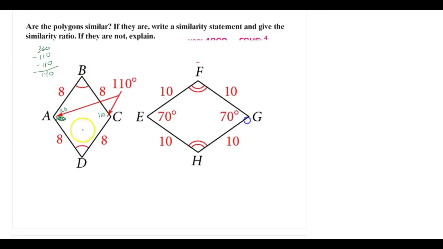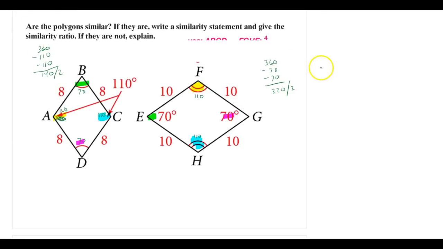So right away, I know B and D are congruent. If I take that and divide it by 2, that's 70 degrees. If I do the same thing over here, 360 minus 70 is going to give me 220. And when I divide that by 2, each of these angles is 110. So right away, I know angle B is congruent to angle E. I know A is congruent to, say, F. I know C is congruent to H. And then I could even say D is congruent to G.